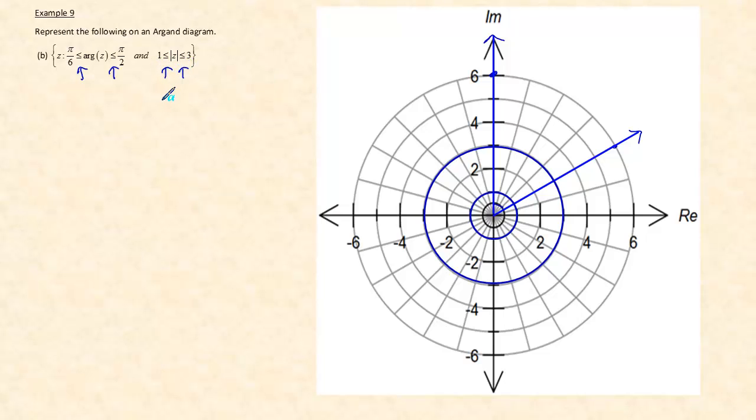Now if we look at this bit here, the boundaries are mod z equals 1 and mod z equals 3. So those are circles centered at the origin. I've drawn them onto the diagram. Here's mod z equals 1 and here's mod z equals 3. So our region is between the two rays and between the two circles. So what we need to do is just shade that region in between those, like so.